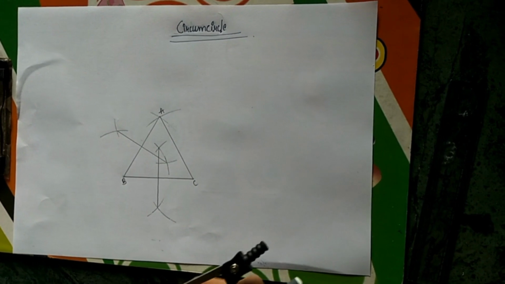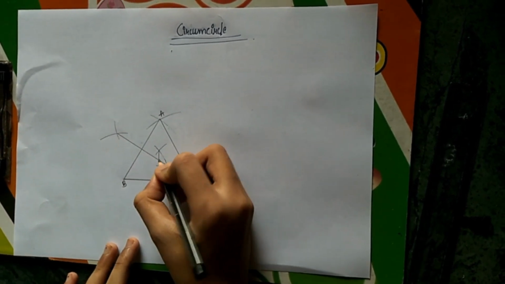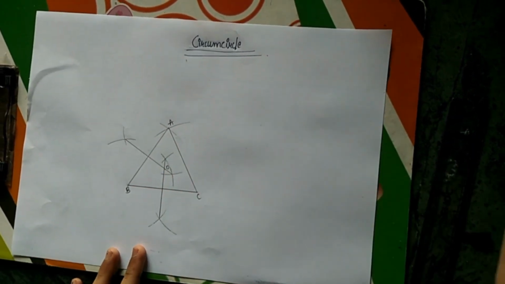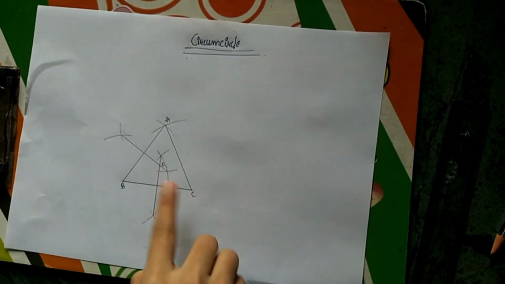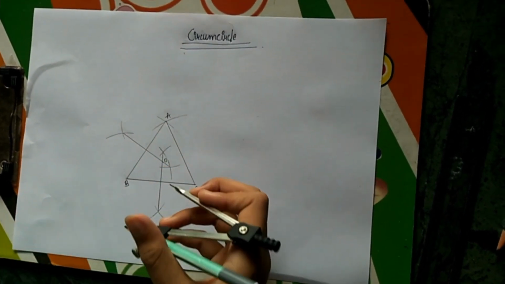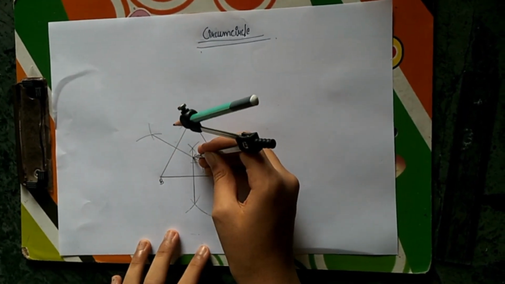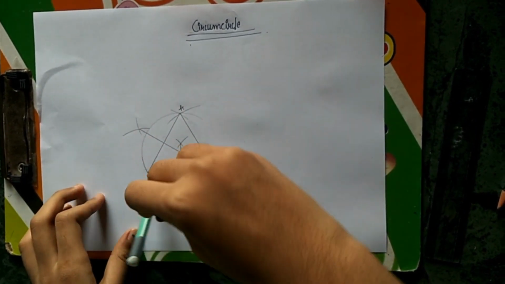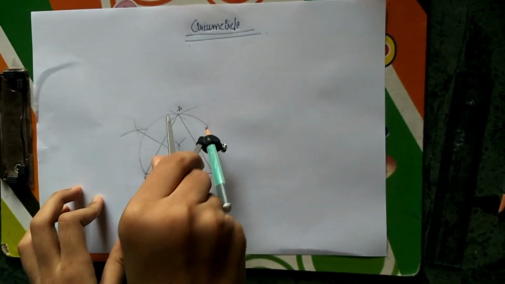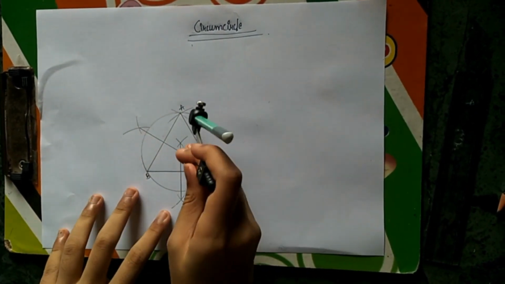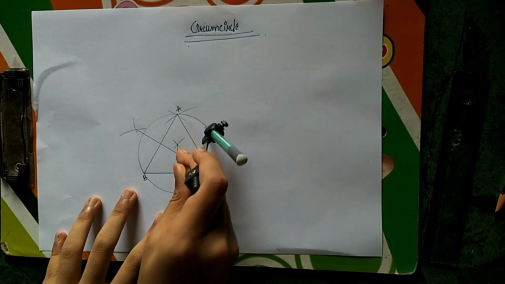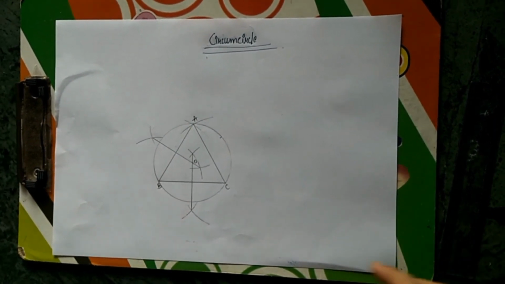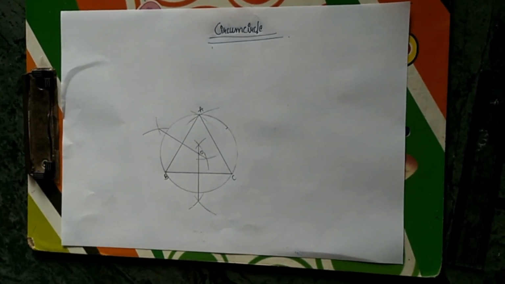Now this point is known as the circumcenter. So I'll mark it as O. Taking OB, OA or OC as the radius, we have to draw a circle. So I've taken the radius. So here I get a perfect circumcircle. So this was how the circumcircle is constructed.